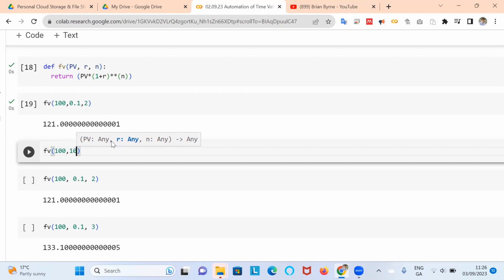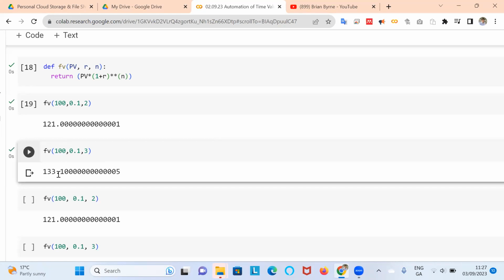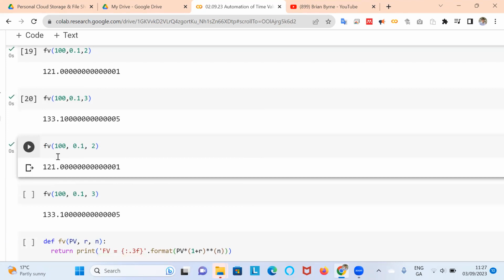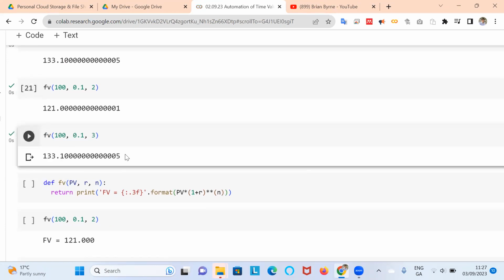I think the way we defined it was 10% because it's dividing by, actually no, it's 0.1. And then for 2 years, let's make it 3 years. And we're getting the 133 that we got before. Again, for 2 years, running that same estimation again, 121. For 3 years, 133.